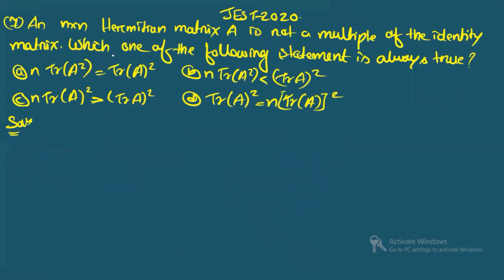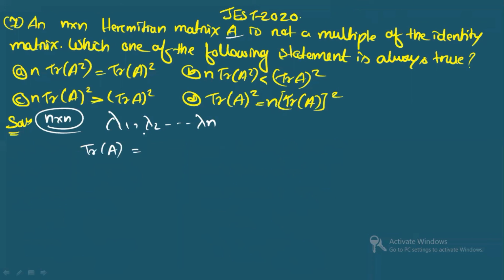Now let's see the last question, number 7. Here it is said that an n cross n Hermitian matrix A is not a multiple of the identity matrix. Out of these 4 relations, which of the following is true? We already know for an n cross n matrix, the eigenvalues will be lambda 1, lambda 2, up to lambda n, right? So the trace of the matrix A is the sum of its eigenvalues, lambda 1 plus lambda 2 plus up to lambda n.